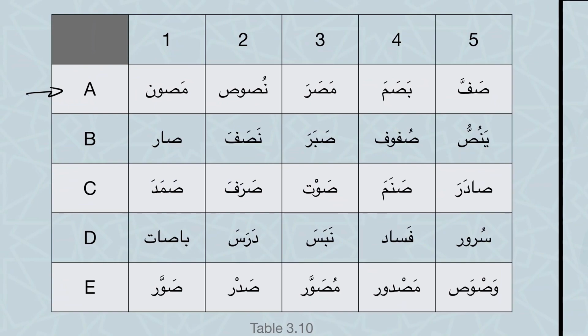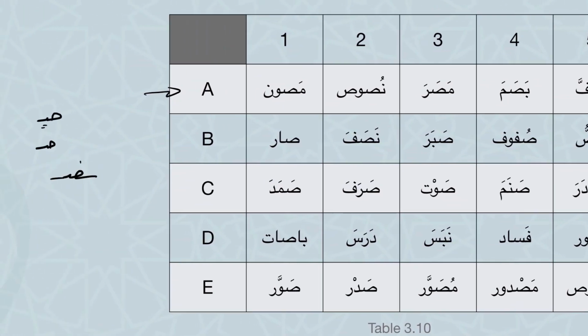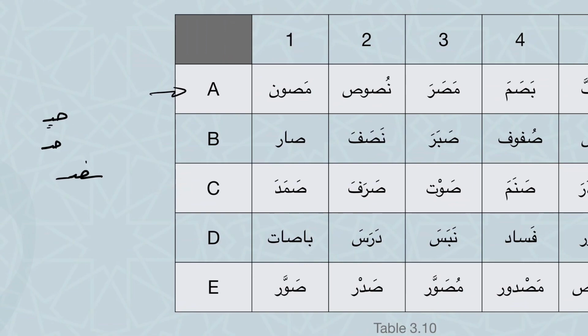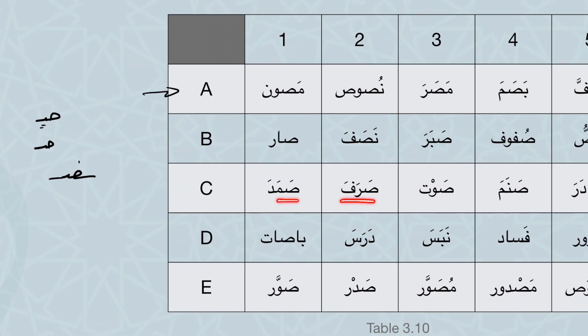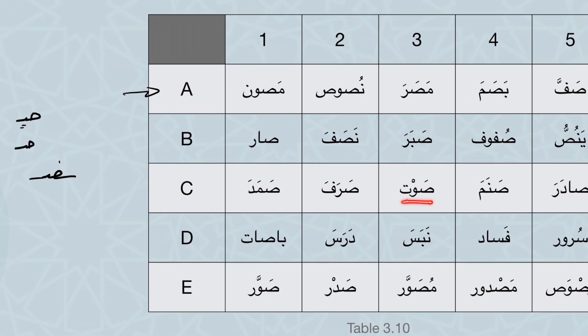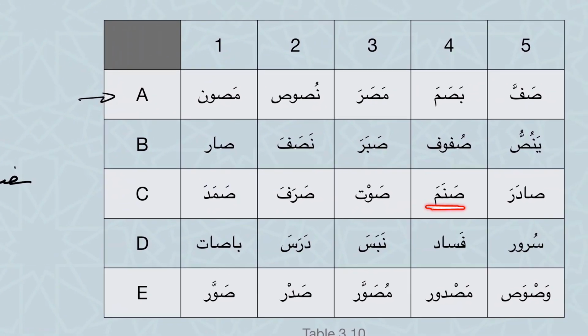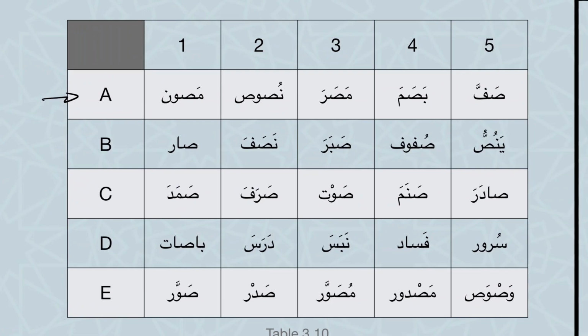This one is ya with a fatha, it's a consonant. Ya Nussu. This is Samada. Sarafa. Sawt. Sanama. Sadara, but the fatha is here. So this one is Samada.